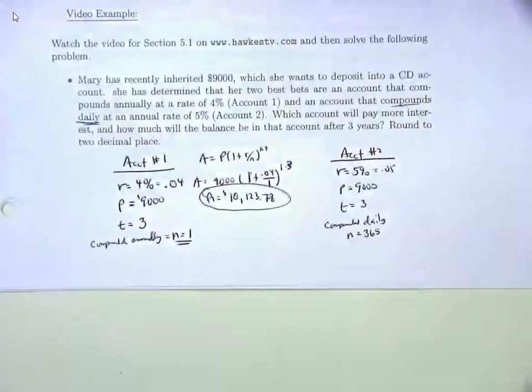Now, how much interest did she actually earn? Remember, interest is the amount of money above what you invested. So the amount over $9,000 is $1,123.78. Does that make sense?